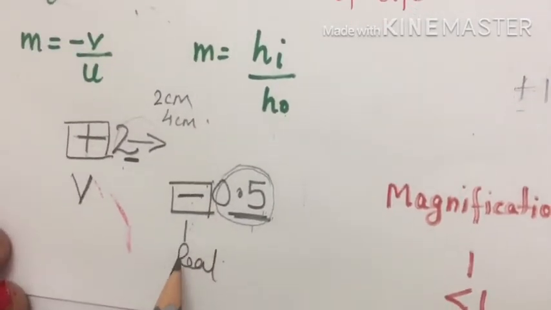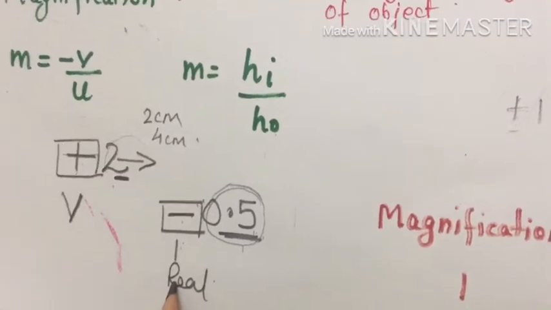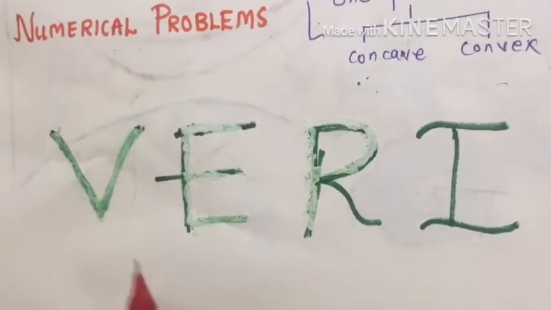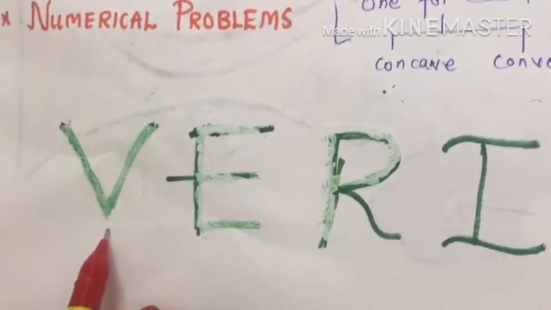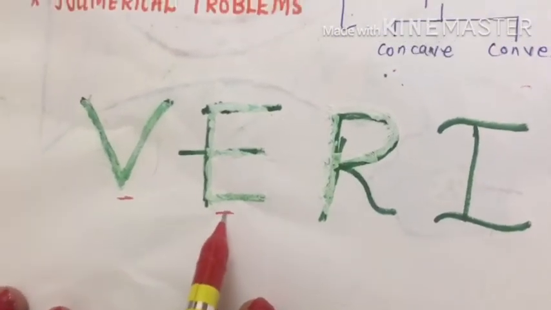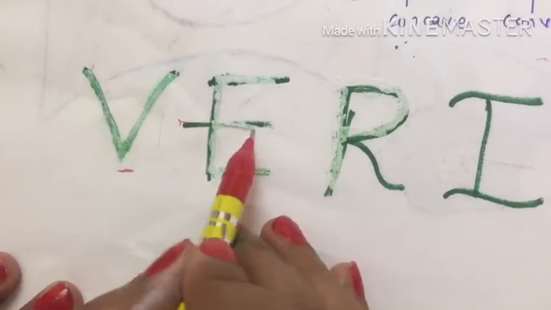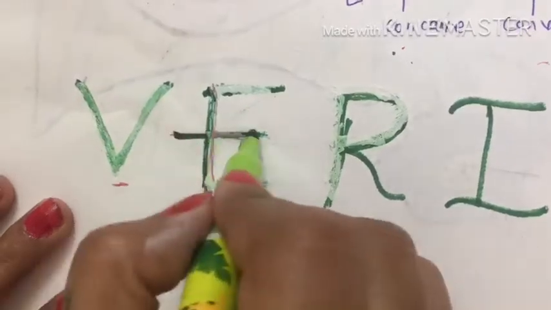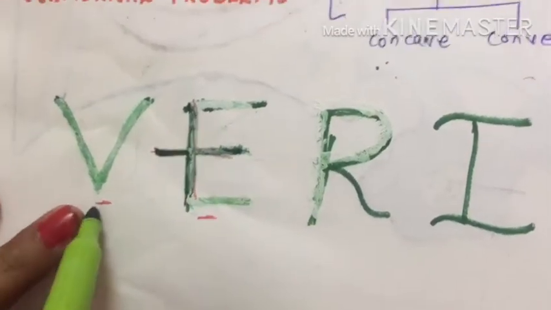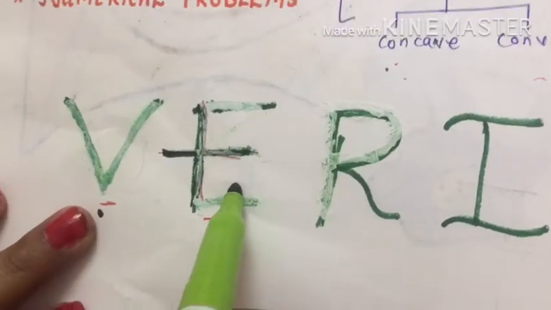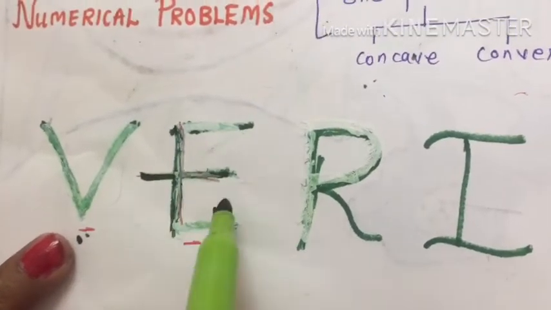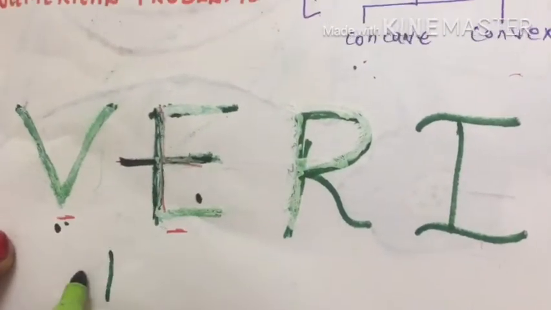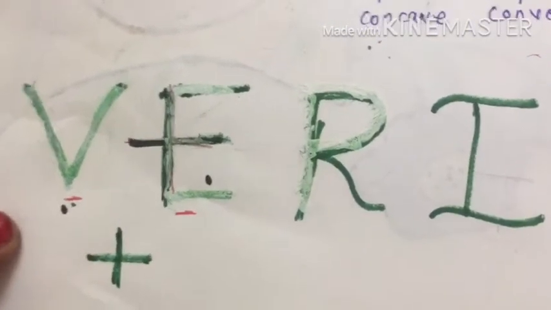Now students, I told you the word VERY in the beginning, and from here we are going to learn one thing. V stands for virtual and E is erect or upright. You can see this sign also. This is a positive sign, this is a positive sign. So just associate all three things together. Virtual images are always erect or upright, and the sign associated with them is plus.